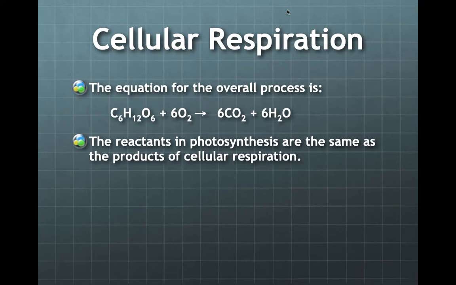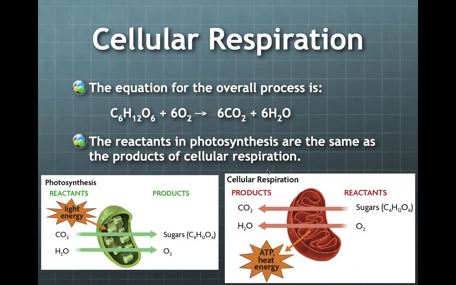Our overall equation for this process is C6H12O6, which is glucose, plus 6O2, which is oxygen, is going to yield 6CO2 and 6H2O. The CO2 is carbon dioxide and H2O is water. The reactants are on the left, while the products are on the right. As we see in photosynthesis and cellular respiration, they are inversely related. The reactants of cellular respiration are the products of photosynthesis, and vice versa.